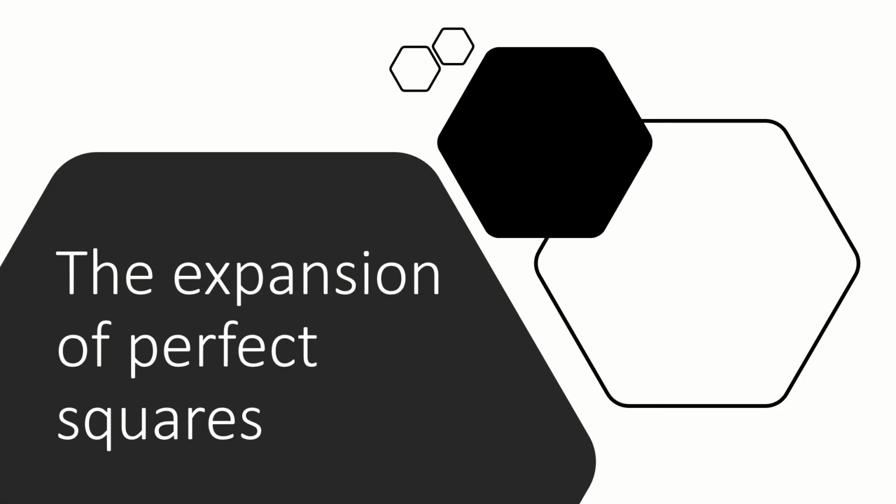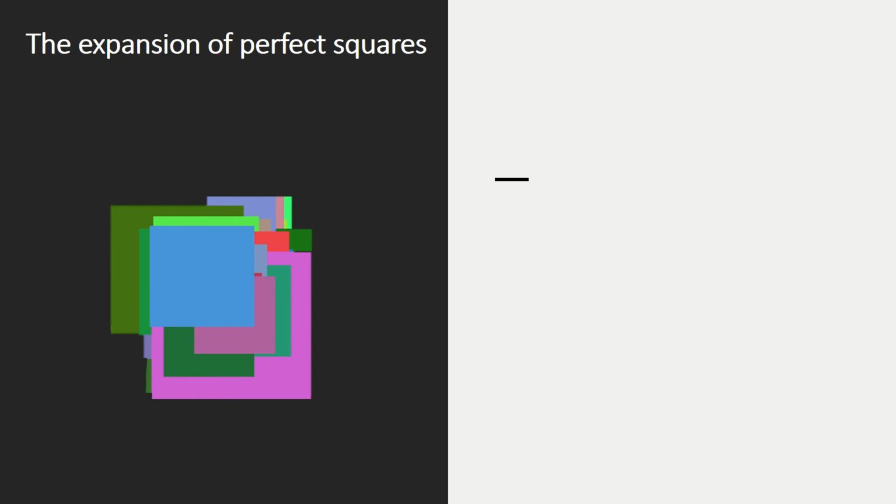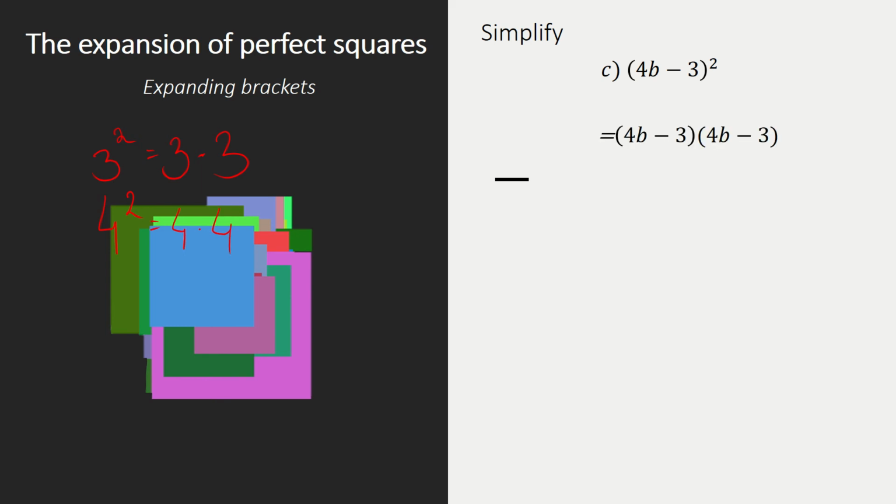Well, let's now have a look at the expansion of perfect squares. We're going to simplify (4b - 3) squared. That's where the perfect squares come from. We know that when something is squared, it's multiplied by itself. We know, for instance, that 3 squared is the same as 3 times 3, and 4 squared is 4 times 4. So (4b - 3) squared is the same as (4b - 3) times (4b - 3).